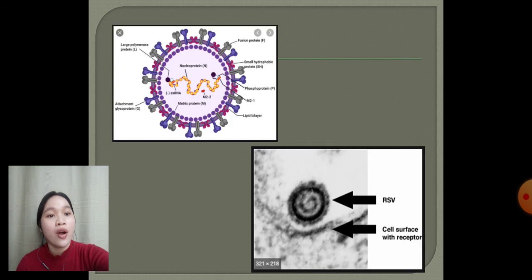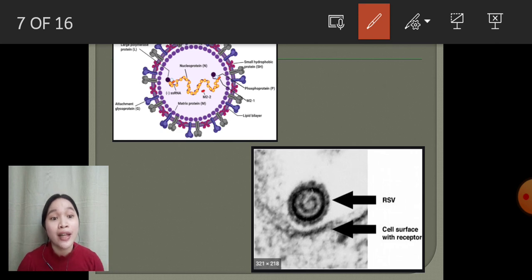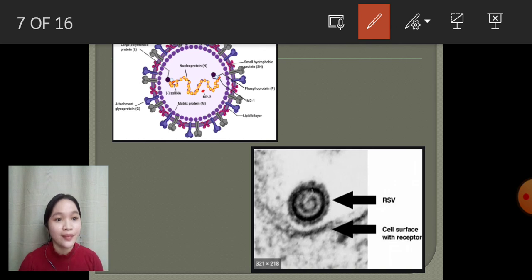If we are to look at this RSV in an electron microscope, ganito siya, ganito yung formation niya. Circular, tas parang may coil sa gitna. Ito yung RSV, yung cell surface with a receptor.